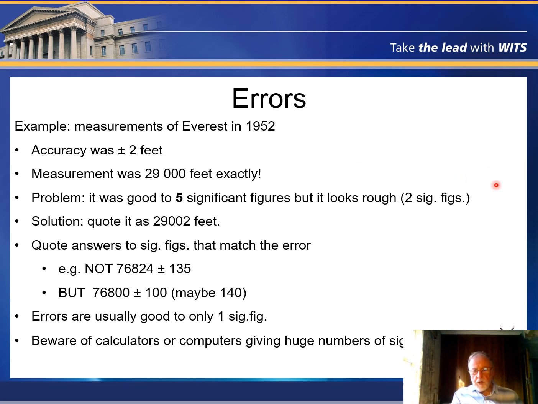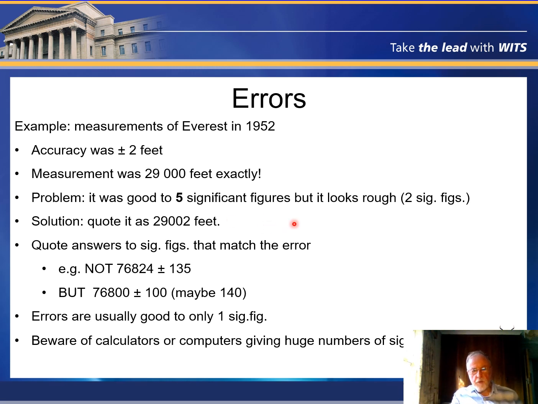But it looks rough. It looks as though it was just a sort of a guess to 2 significant figures. And they wanted to get around that, and the solution they thought of was just to add the error to that number and quote it as 29,002 feet. And of course, that's okay because the error is 2 feet, so it could be 29,002 feet, or it could be a bit less, but it's within the correct number.